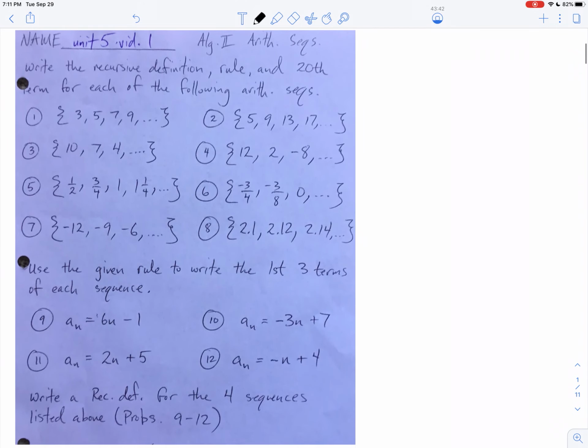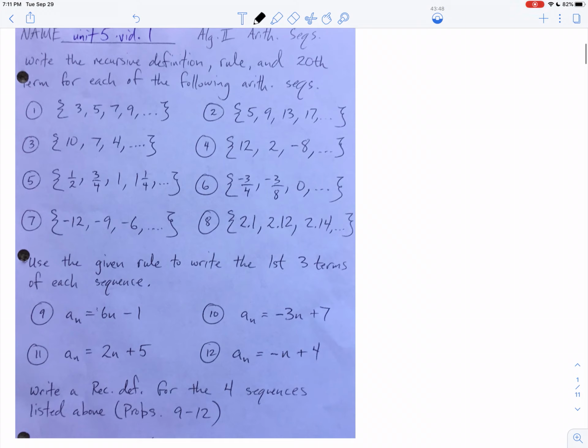Unit 5. Congratulations, we made it to Unit 5, Video 1. The first set of problems, it says, write the recursive definition, rule, and 20th term for each of the following arithmetic sequences. So there's 8 practice problems right there. What are you going to do? You're going to write a recursive definition. You're going to write a rule. Then you're going to tell me the 20th number.